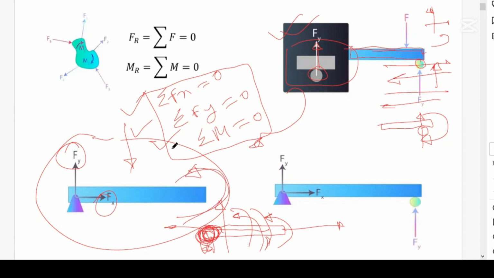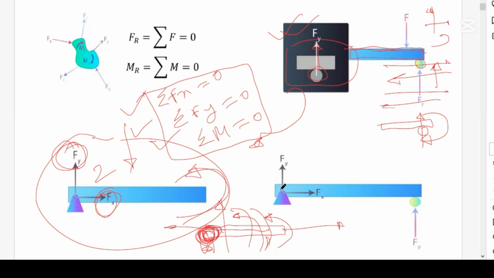So the reaction of the pin joint is of two types. One is F_x and another is F_y. So a pin or hinge joint has two reactions. Number one is the horizontal force component, and number two is the vertical component.